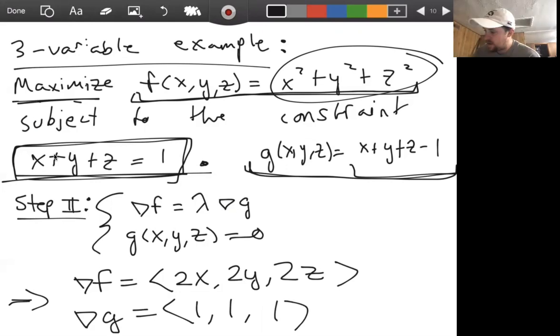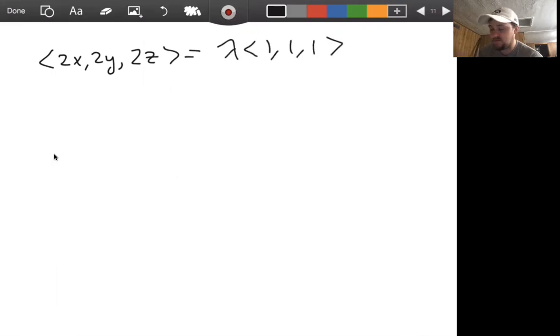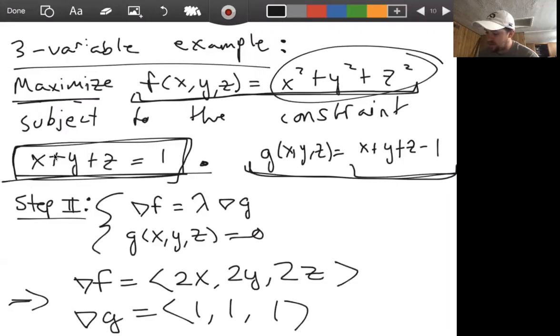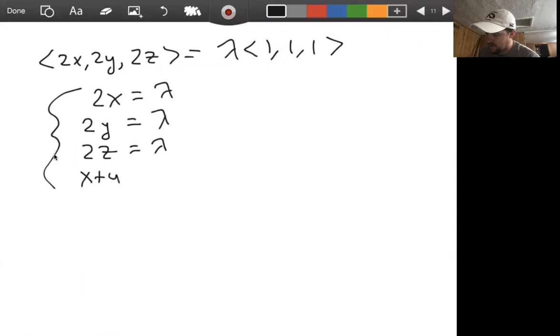And let's set up then that the gradient of f is equal to lambda times the gradient of g, right? If we do this, then we're going to get the following system. We have 2x equals lambda, 2y equals lambda, 2z equals lambda, and then we also have g. That's the second part of our system here. We also have that x plus y plus z equals 1, right?